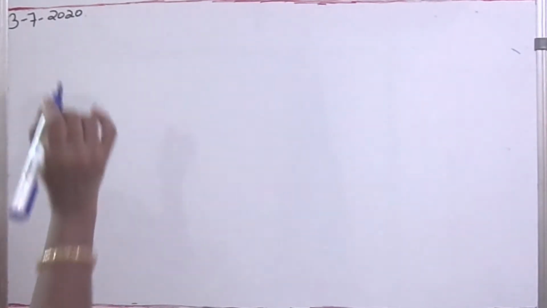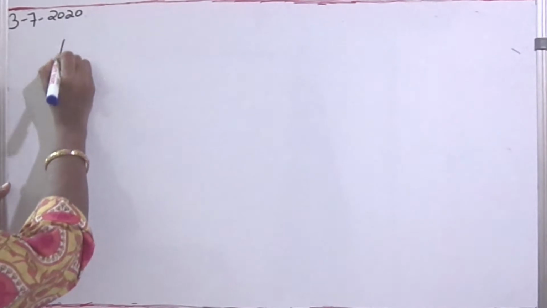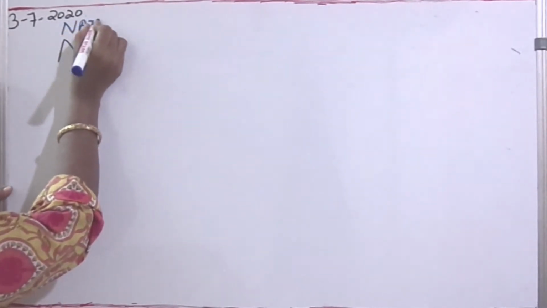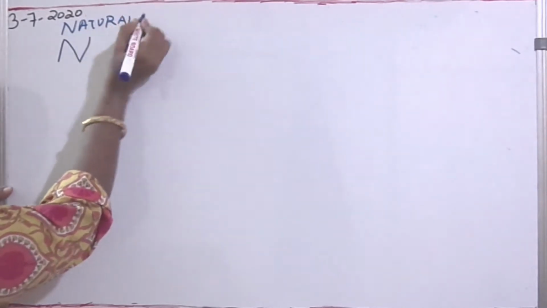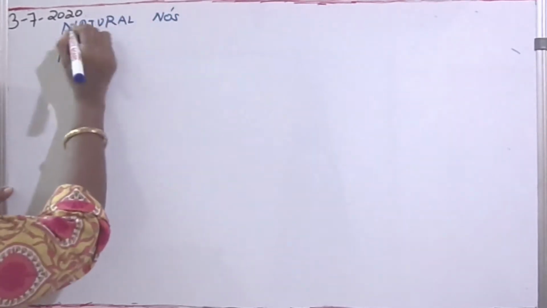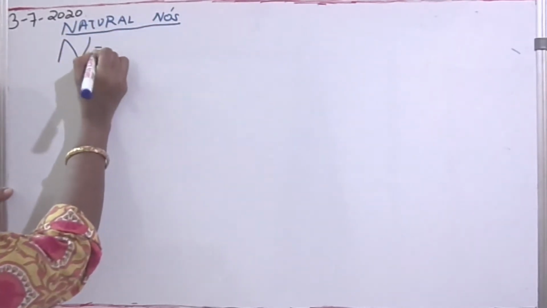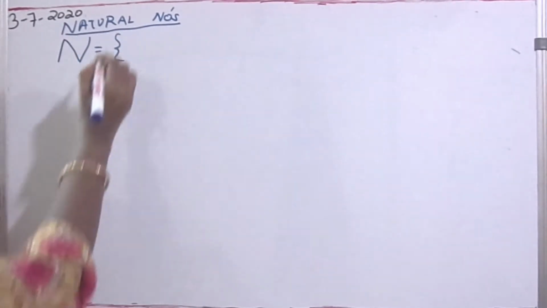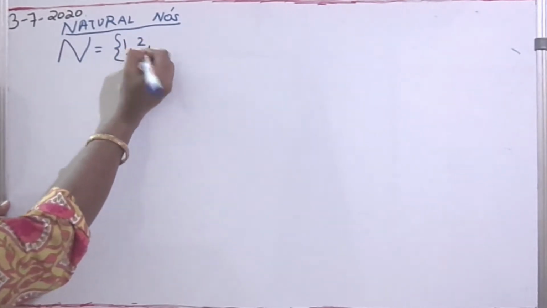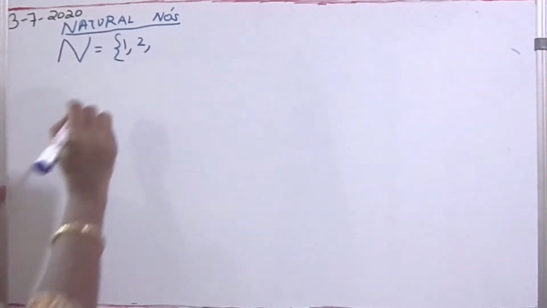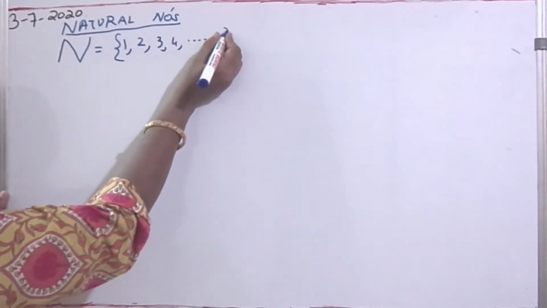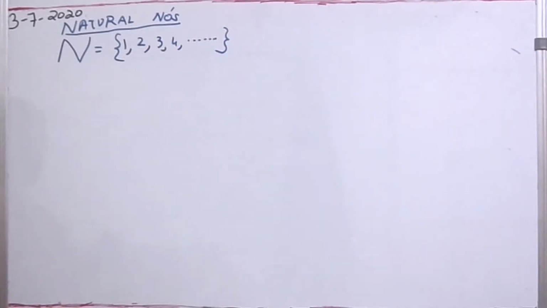The first number system which you did last time was the set of natural numbers, denoted by letter N. We are just revising the set of natural numbers. What are natural numbers? The counting numbers. When you count, you start your counting with 1. 1, 2, 3, 4, 5. How many are there? Infinite. Cannot be counted. So it's an infinite set.